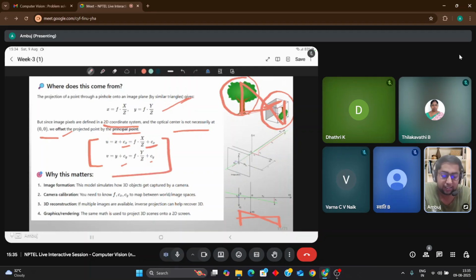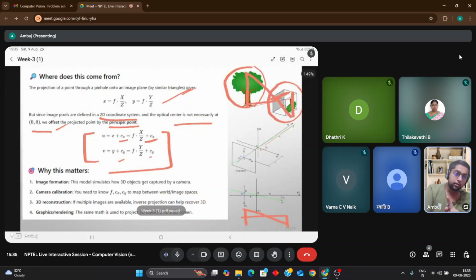Why does this particular concept matter? Because this model simulates how 3D objects are captured on a 2D plane or a 2D camera. In camera calibration, you need to know f, cx, cy to map points to world or image spaces. In 3D reconstruction, if multiple images are available, inverse projection can help your 3D recovery. As well as in graphics and rendering, this particular concept is very, very useful.